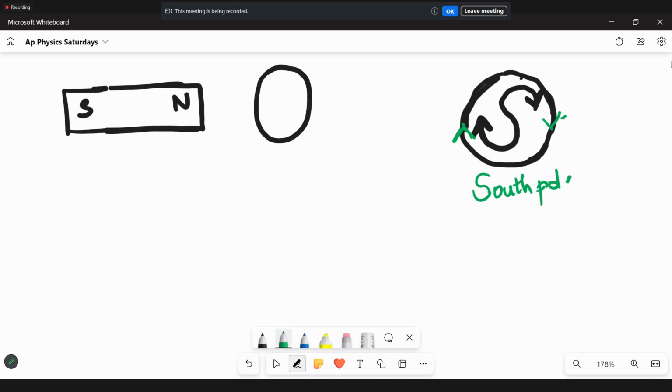Okay. And why I made this S like this is just for you to remember that whenever you write this S like this, it is clockwise. South pole is always clockwise.